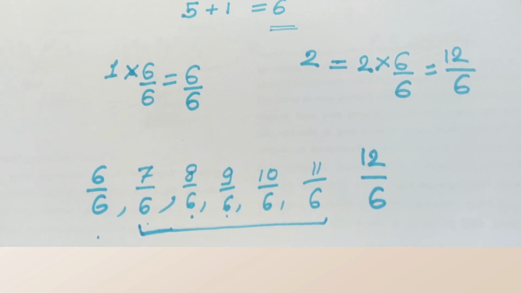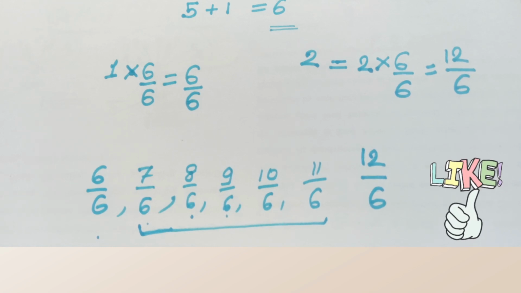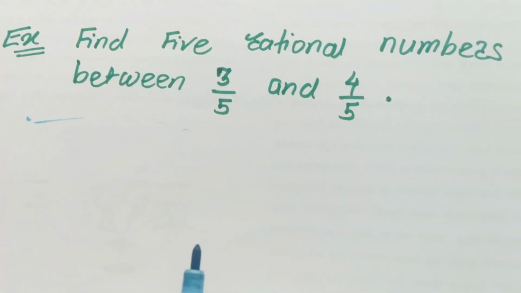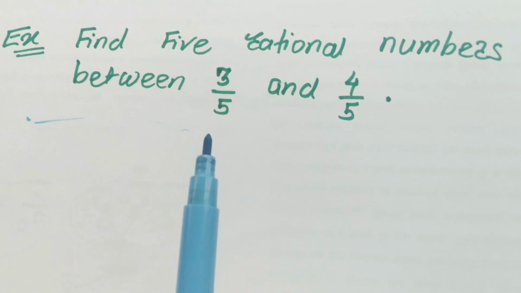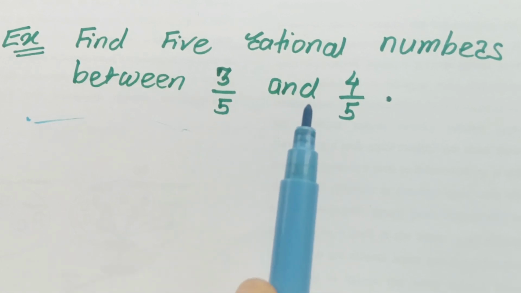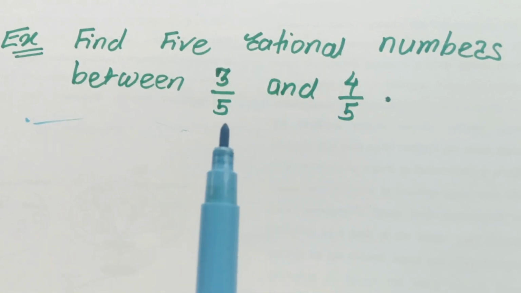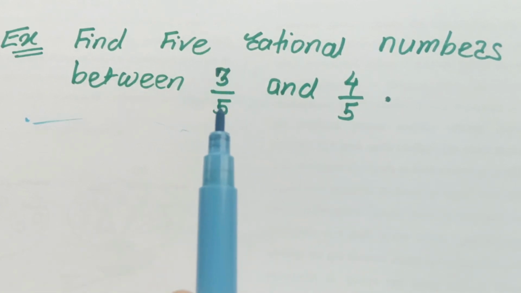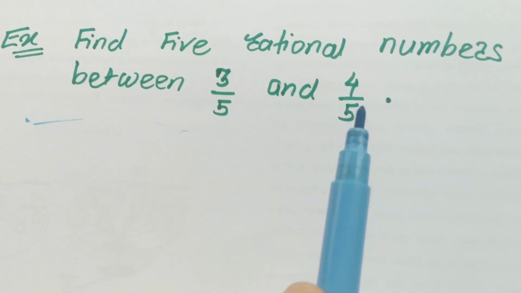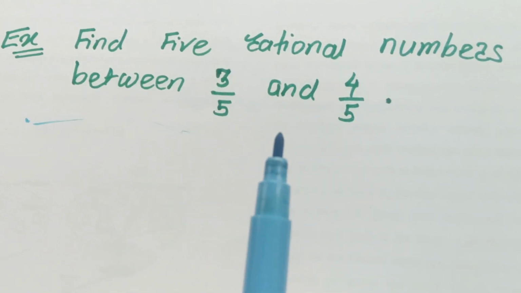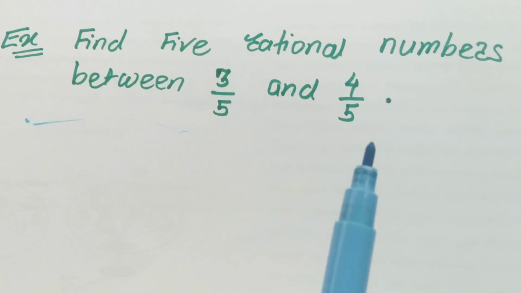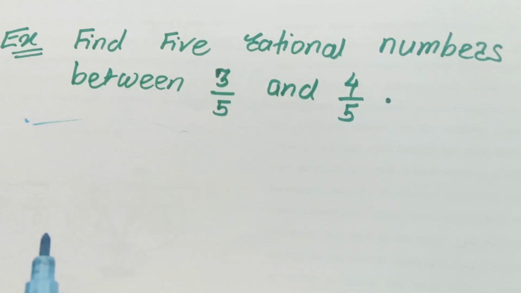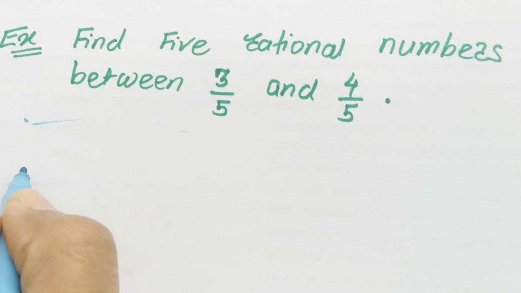This method is very easy. You should always use this method to find the rational numbers which lie between two rational numbers. Now we go to the same question: find 5 rational numbers which lie between 3 by 5 and 4 by 5. Here we have to solve this question the same way. Here the number is in p by q form, so it is a rational number, and this one is again a rational number. It means the question is the same: find the rational numbers which lie between two rational numbers. So we go one by one.